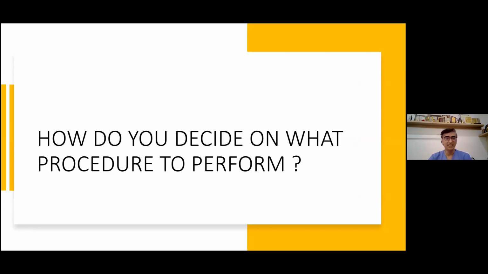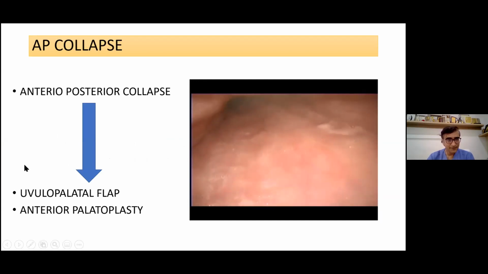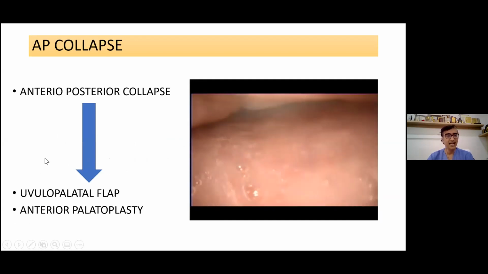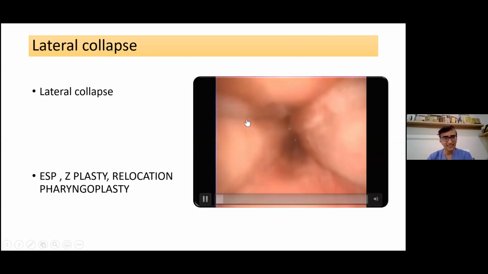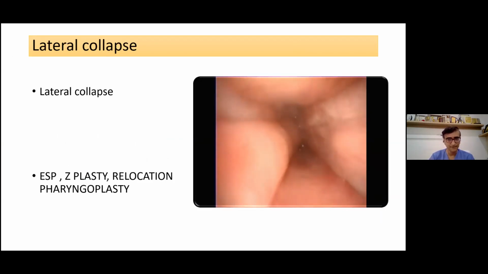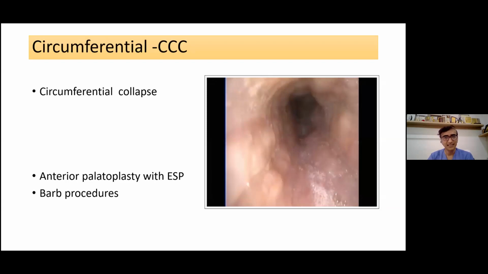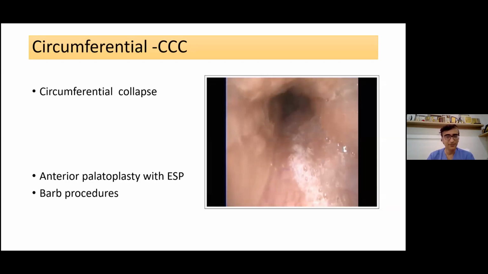Now comes the biggest question. How do you decide what procedure to perform in your patient? So, to me, if there is an anterior-posterior collapse, you do an anterior palatoplasty and a uvulopalatal flap. If you have a lateral collapse like this, for me, it makes sense to do an ESP or a relocation pharyngoplasty, or in very thick palates, zeta palatoplasty. And if there is a circumferential collapse, you have to do combinations of procedures.